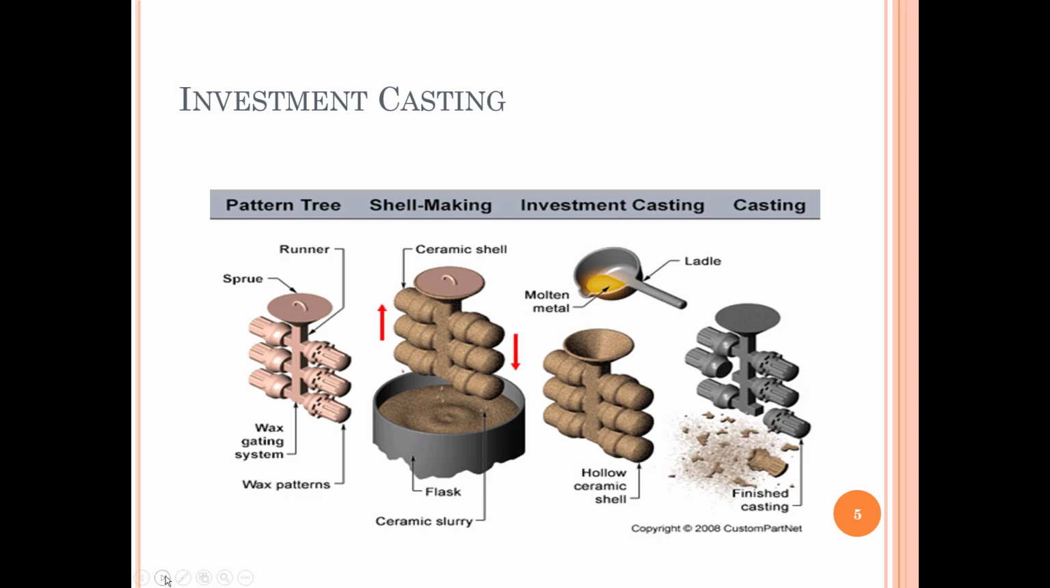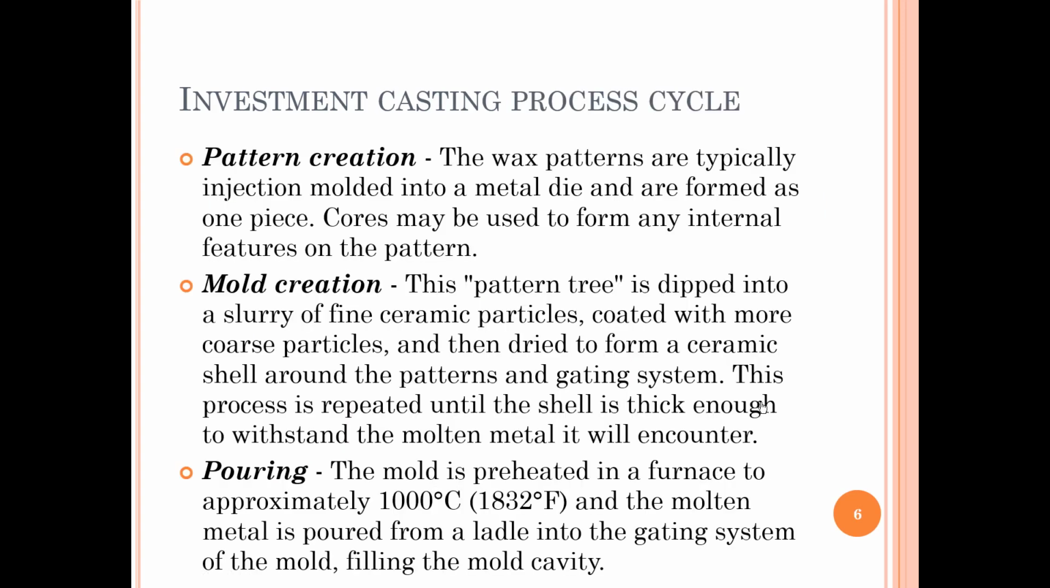This is the investment casting process. We have pattern making, then the shell making process. After shell making, the molten metal is poured into the cavity, and finally we get the casting product. Pattern creation: the wax patterns are typically injection molded into a metal die and are formed as one piece. Cores may be used to form any internal features on the pattern.